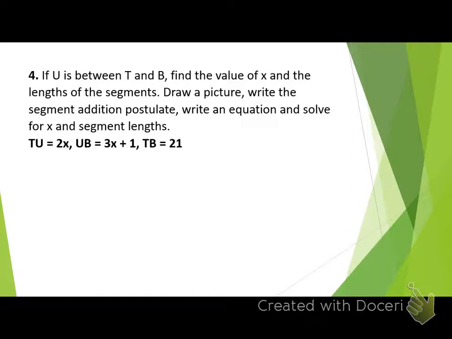So if U is between T and B, we're going to find the value of x and the length of the segments. Let's draw a picture first. We're going to have a segment. What are the two endpoints of the segment? T and B, because where is U? In the middle, somewhere. Not in the dead middle, just in between.